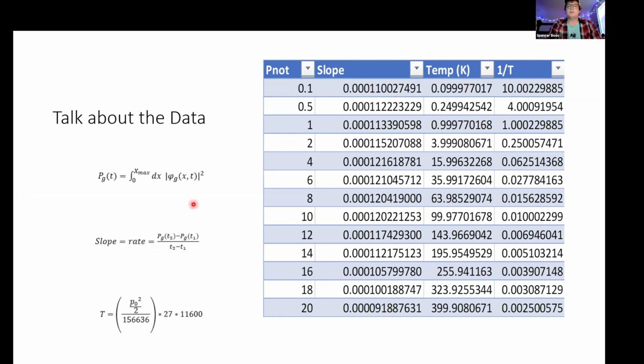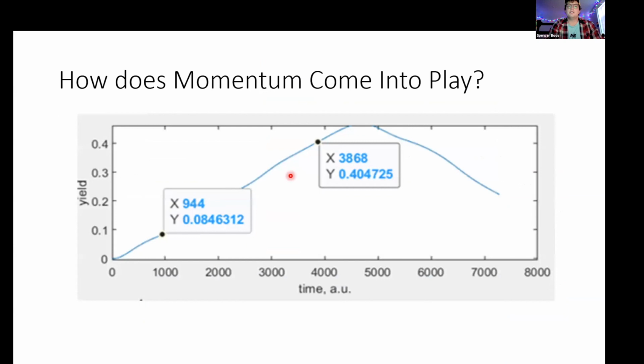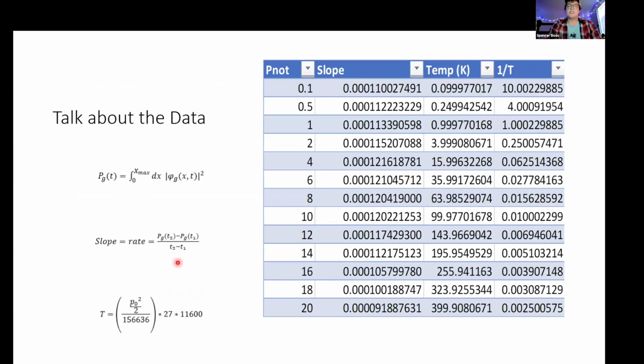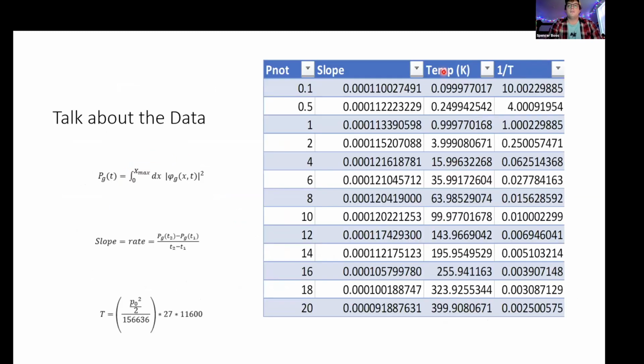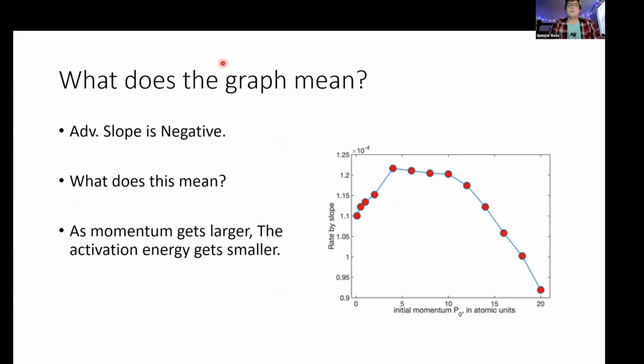We calculate this slope by taking these two points here on our graph, which is also equal to our rate. And the rate is really what's important for these columns over here. The inverse temperature, again, is just 1 over the temperature in Kelvin. We can see, again, it's sort of making this kind of parabola shape. So what does this graph mean? We can see here that this slope is an average negative slope.